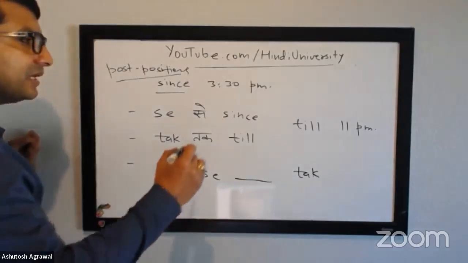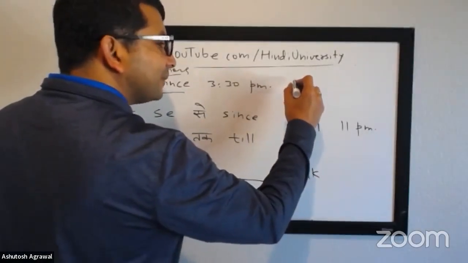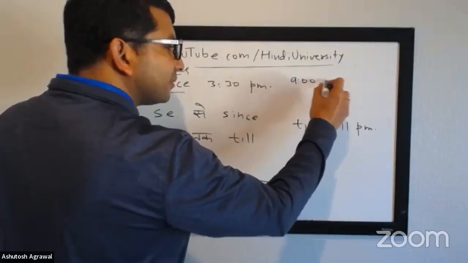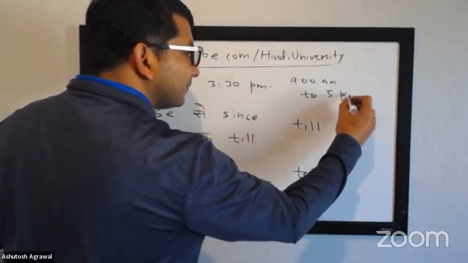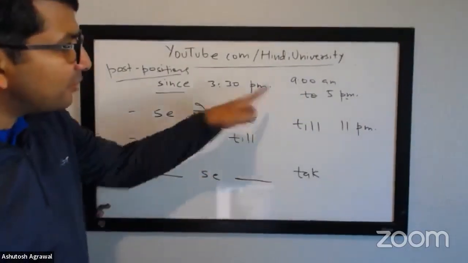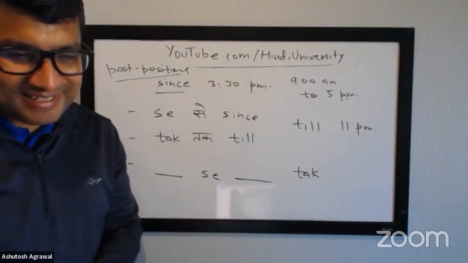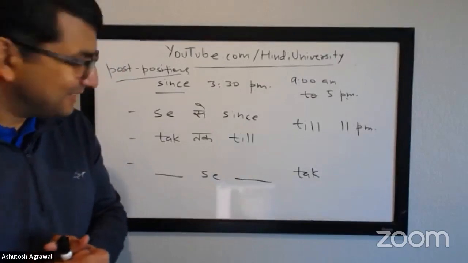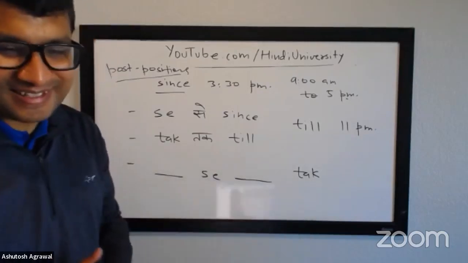So typically, if somebody asks you from what time till what time do you work, you'll say from 9 a.m. to 5 p.m. Right? That's what you'll typically say. So Elizabeth ji, let's say you have to say, I work from 9 a.m. till 5 p.m. You just have to use this formula.